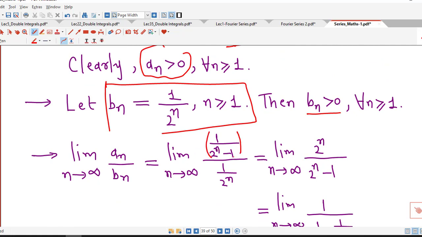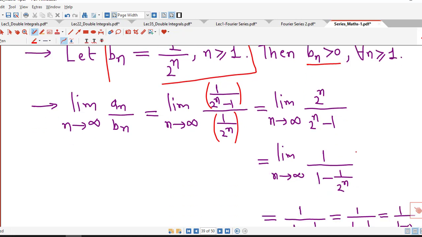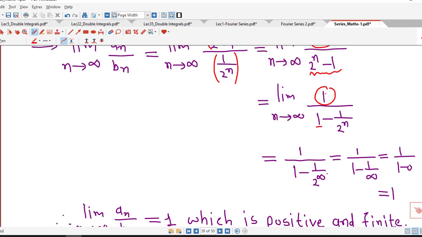An is 1 over 2 raised to n minus 1. This is bn, and this we can rewrite as limit of 2 raised to n divided by 2 raised to n minus 1, and then we divide numerator and denominator by 2 raised to n. So 2 raised to n divided by 2 raised to n is 1. Here also we divide by 2 raised to n, so we have 1 minus 1 over 2 raised to n. And if we consider limit as n tends to infinity, limit of 1 is 1, and here the limit is 1 minus 1 over 2 raised to infinity. 2 raised to infinity is infinity, and 1 by infinity is 0. So limit of an upon bn here also is positive and finite.